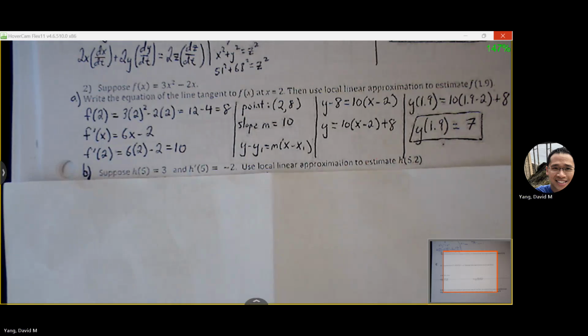Okay. Any questions with part A? Okay, try part B. Part B should be even easier because you don't have to find the slope or the ordered pair. They give all that to you. Just put it into point slope form, and then the decimal gets inserted for x again. Okay, try part B.